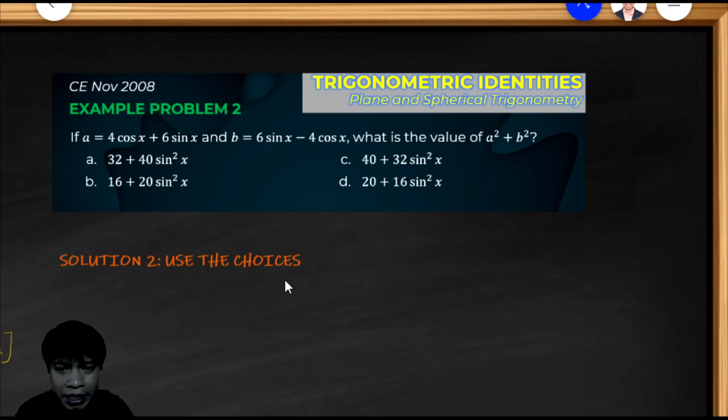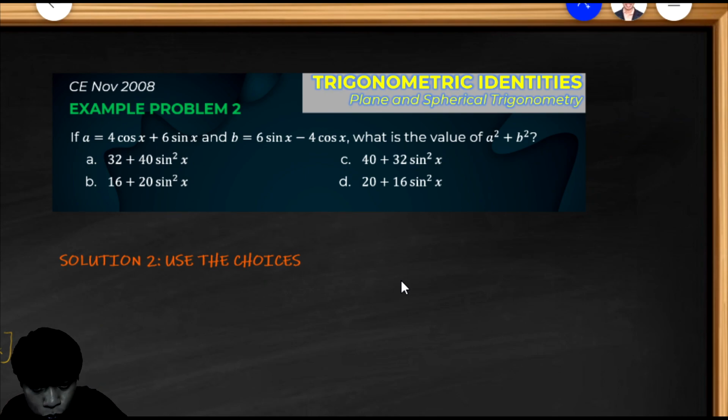So gagamitin natin ngayon yung choices. So again, this is an identity na problem. So ibig sabihin guys, ano ba yung ating variable dito? Yung ating variable, take note, is yung x. X yung ating variable dito. Okay, so ibig sabihin guys, all we need to do is to set a value of x. So, magsiset tayo guys ng kahit anong value ng x.